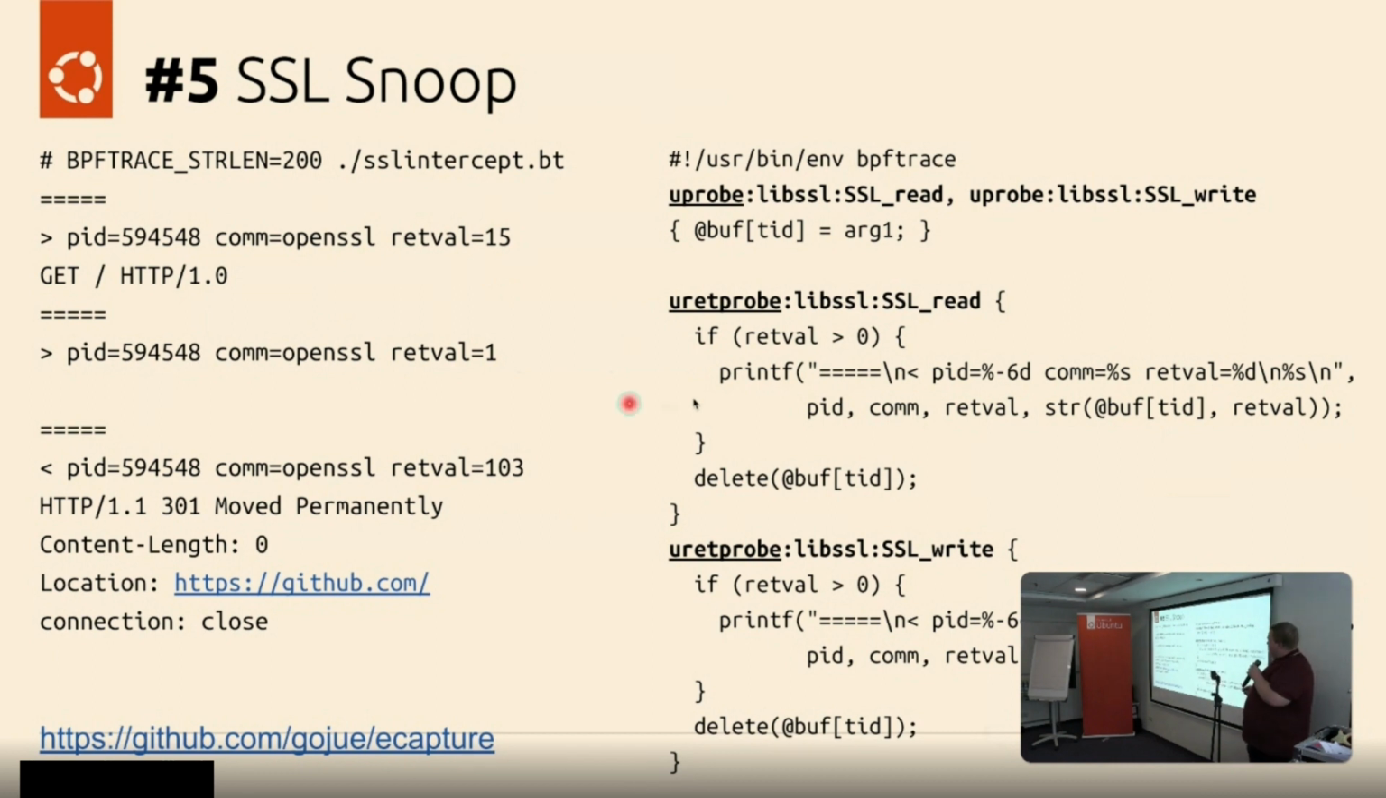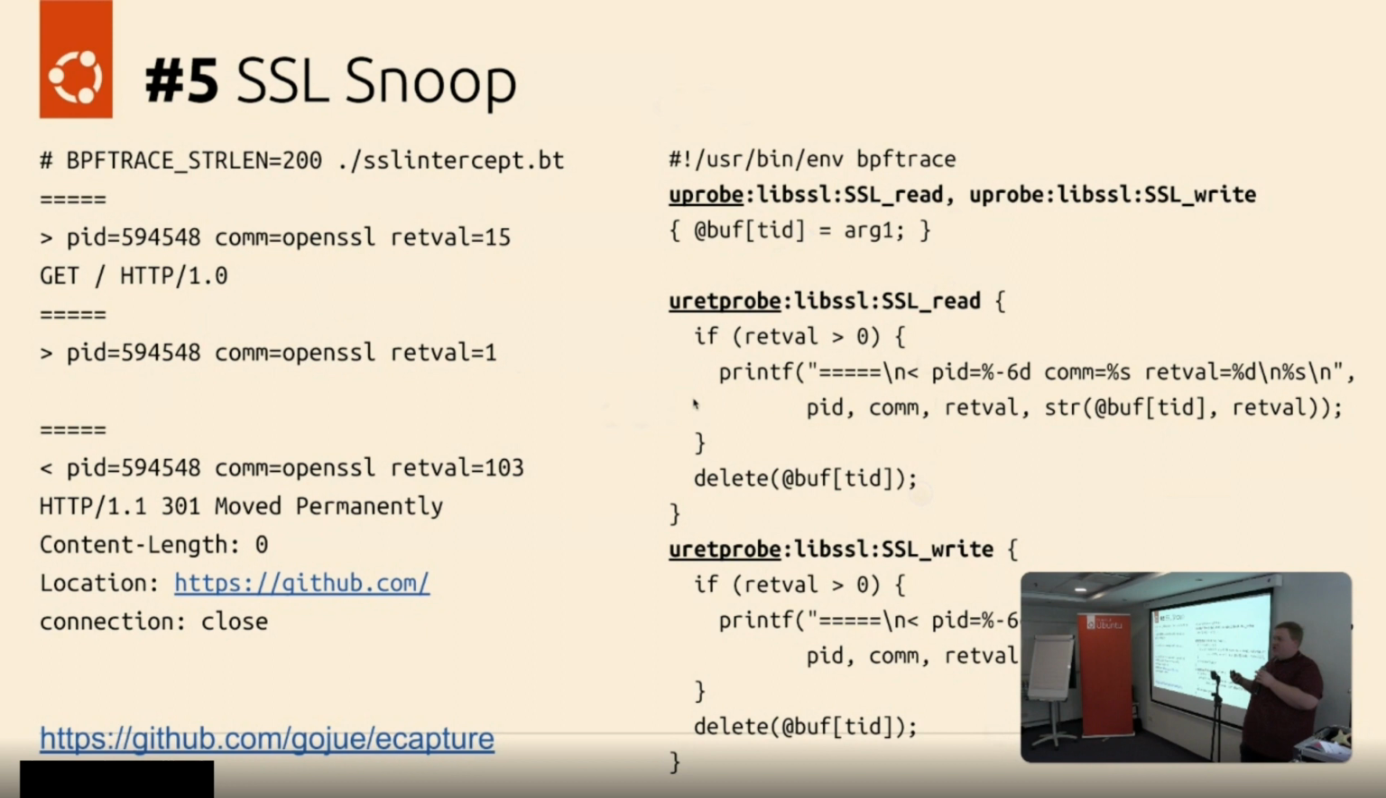So this tool uses a uprobe, so we're not actually attaching to kernel land, we're attaching to the libSSL library on every process in the system. We attach to SSL read and SSL write and actually get the unencrypted data, before it's encrypted or after it's decrypted, and print that out for every process on the system.